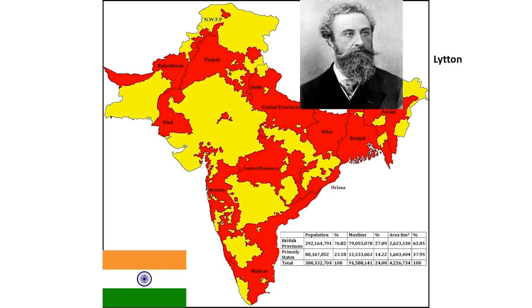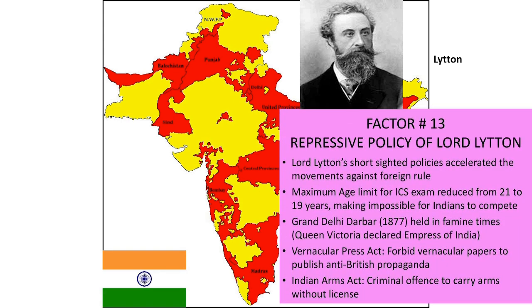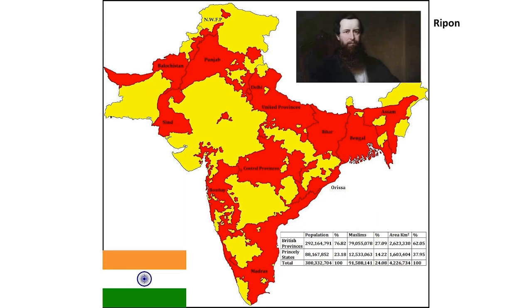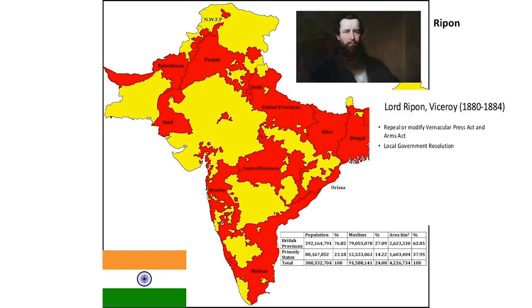He was considered the worst Viceroy in India. His first action was bringing the Vernacular Press Act, meaning Indian press cannot publish anything against the British. Then he passed the Indian Arms Act, meaning Indians cannot produce, sell or carry arms. Then came Ripon as the next Viceroy. Ripon was considered the most loved Viceroy in India. Just after taking charge, he abolished the Vernacular Press Act and Arms Act.